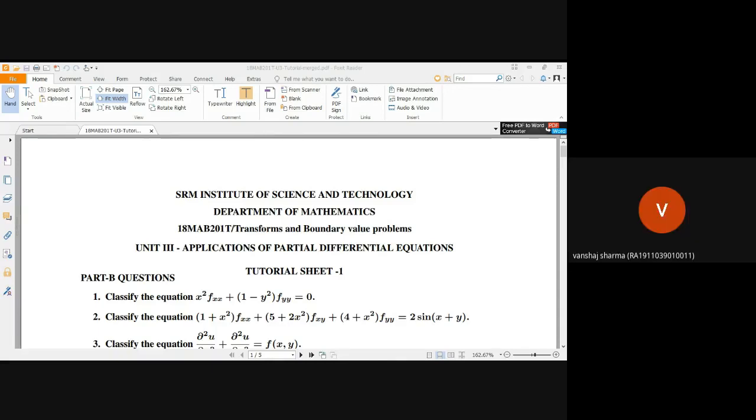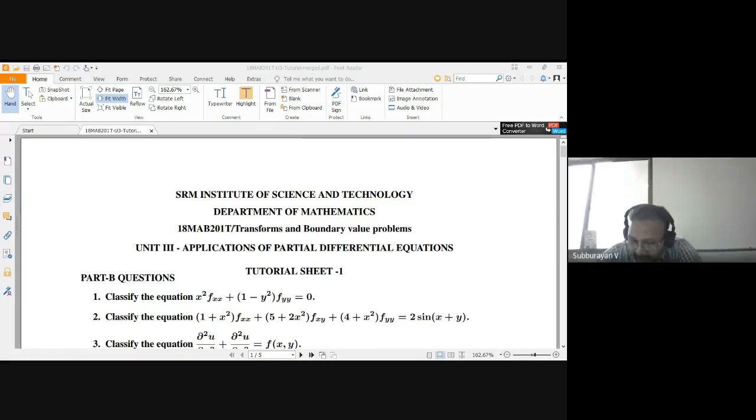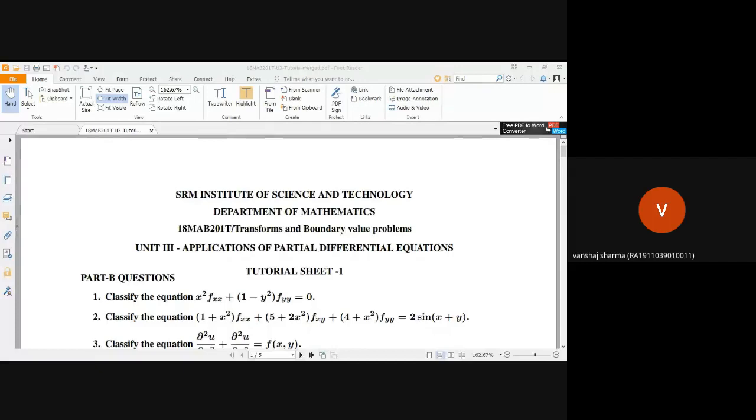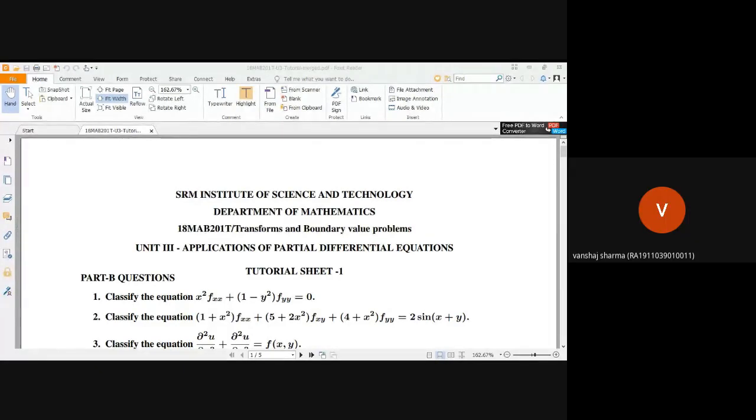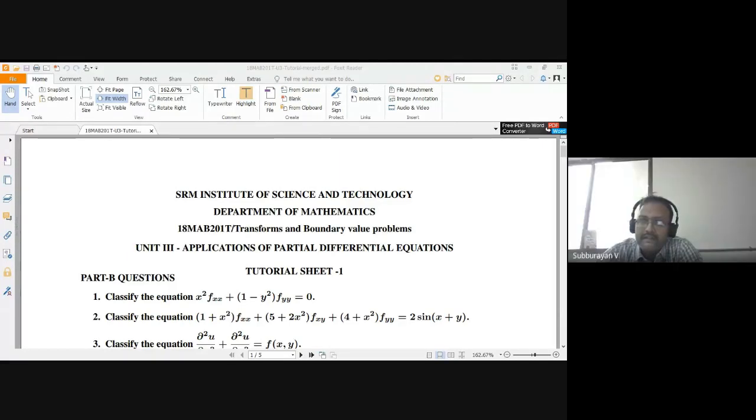If y is greater than 1, the inside bracket term will become negative, so the negative will become positive. So one case would be y greater than 1.